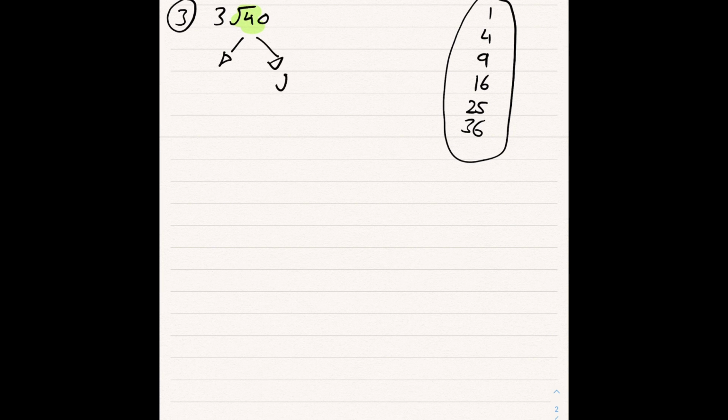So we have root 10 and root 4. Now the square root of 10 is just root 10, so we leave it as is, whereas the square root of 4 is 2. So we have 2 times root 10. And because we have the 3, we actually do 3 times 2 times root 10, which will give us 6 root 10.